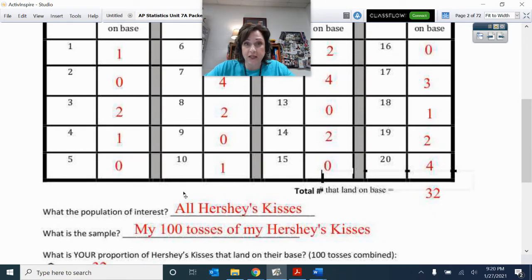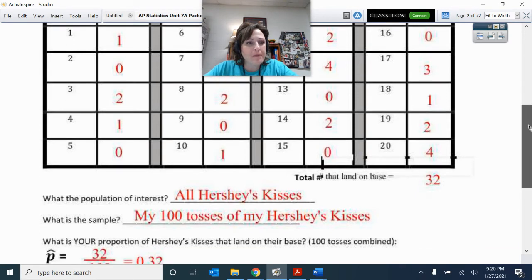Okay, so what is this population that we're of interest? So our population is all Hershey's Kisses. And we're wanting to know the proportion of the time that all these Hershey's Kisses, I might eat one now, will land on their base. All right. What is your sample? Well, it's my 100 tosses of my Hershey's Kisses, or hugs. It was a hug.